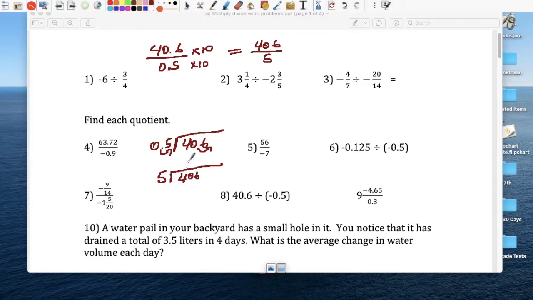5 goes into 40 8 times. Subtract, 0, 6 comes down. 5 goes into 6 one time. I need 1 left over. Let's continue that by adding a 0. Bring that 0 down. 5 goes into 10 2 times. Don't forget the decimal. And done. So the final answer is negative 81.2.